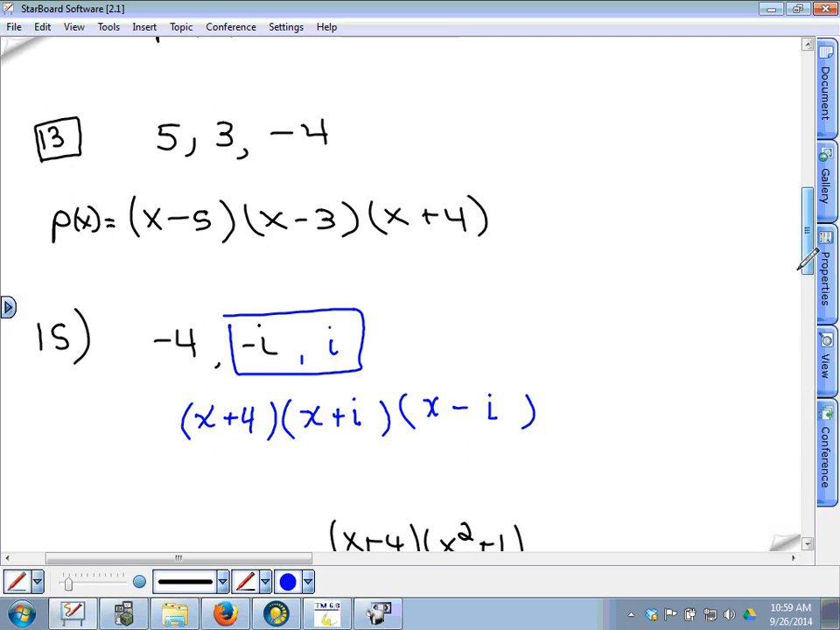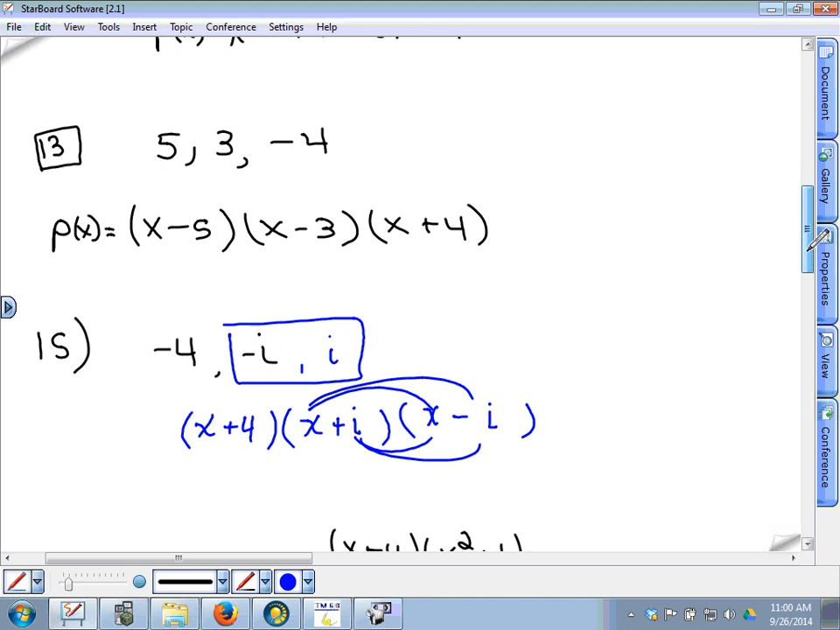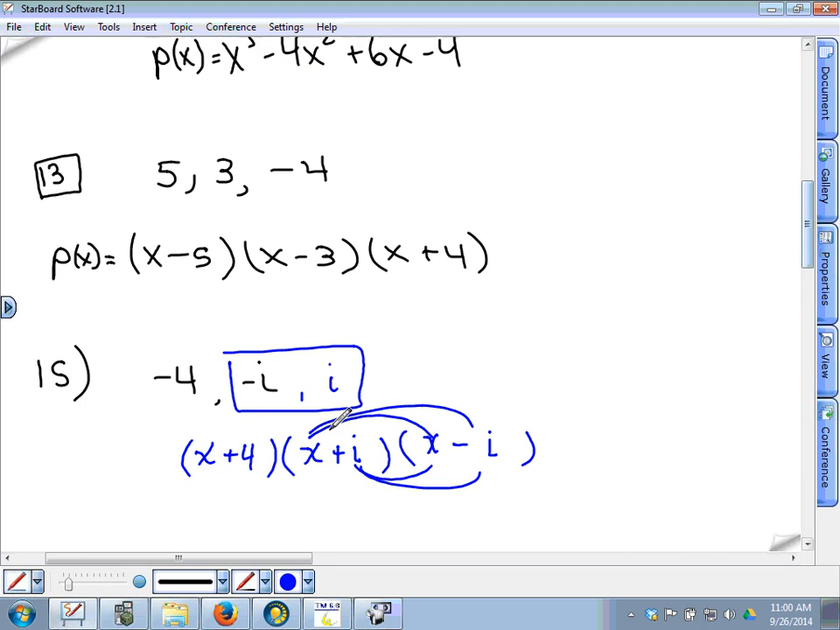So, which ones are we going to multiply together first? The last two, the one involving the i's. x times negative i times x, and i times negative i. x squared minus ix. So x times x is x squared. x times negative i is minus ix. i times x is positive ix. And then i times negative i is negative i squared.